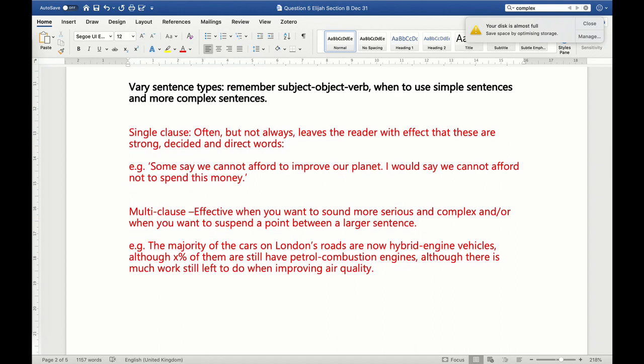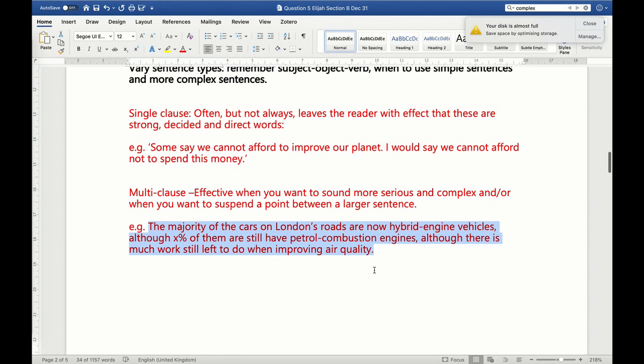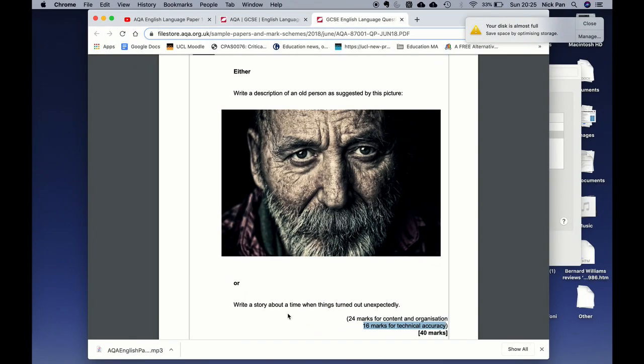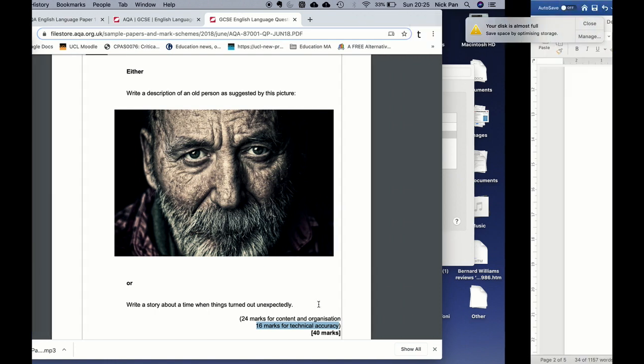Obviously it's slightly different when you're writing fiction, and a lot of fiction doesn't have this more academic, tentative kind of language. It's not trying to balance things so much. It's just trying to entertain and thrill, or in this case convey something about age and the human condition, or in fact thrill and entertain if you're doing something about the unexpected.